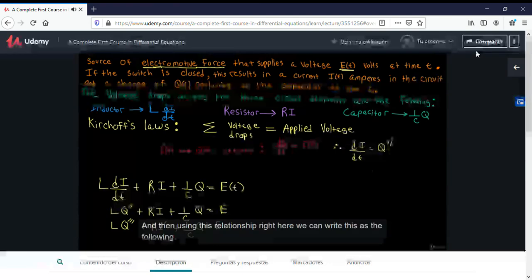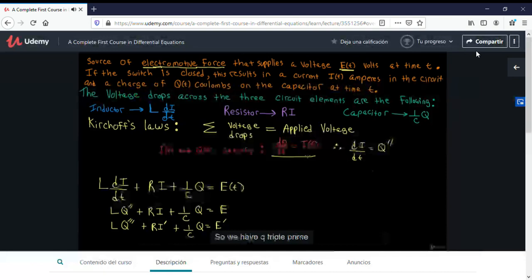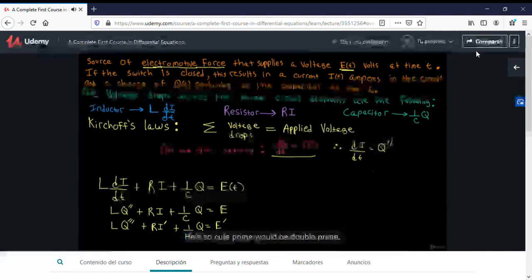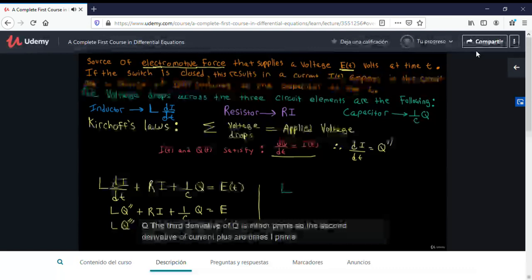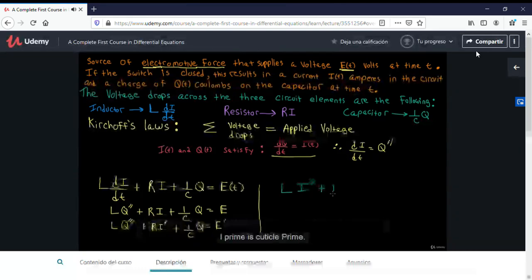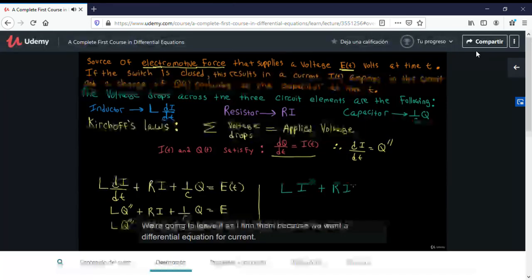And then using this relationship right here, we can write this as the following. So Q triple prime would be I double prime. So I'll put a line here. This is the main differential equation. We have L times Q triple prime, but the third derivative of Q is I double prime, the second derivative of current, plus R times I prime. I prime is Q double prime, but we're going to leave it as I prime, because we want a differential equation for current, because that's what we're most interested in usually.